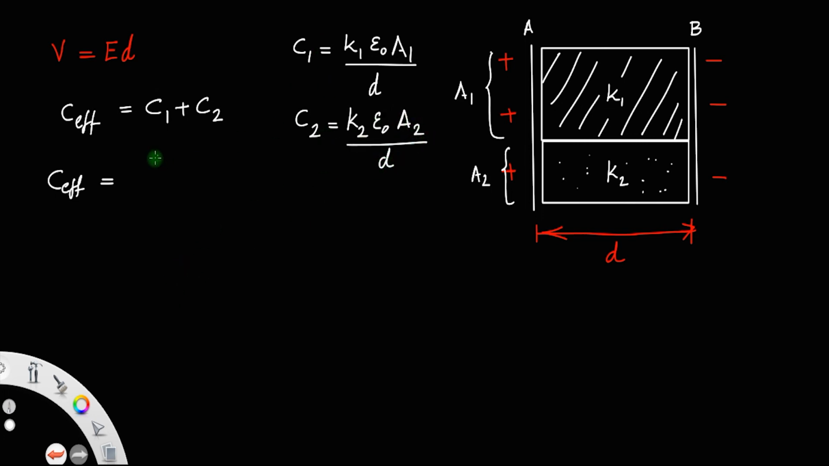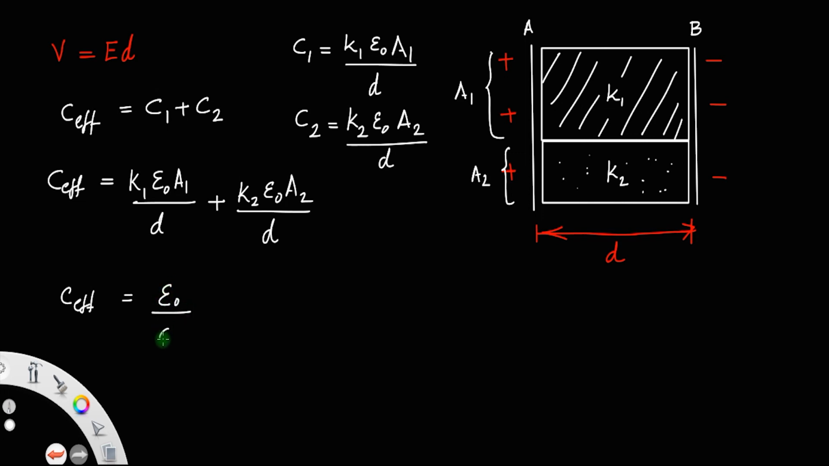If I substitute these values in here, it will be K1 epsilon 0 A1 by D plus K2 epsilon 0 A2 divided by D. So this will be C effective. You can write this as epsilon 0 by D, which is common, times K1 A1 plus K2 A2. Let's call this equation number 1.